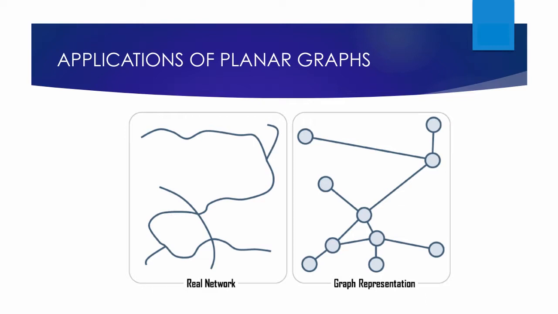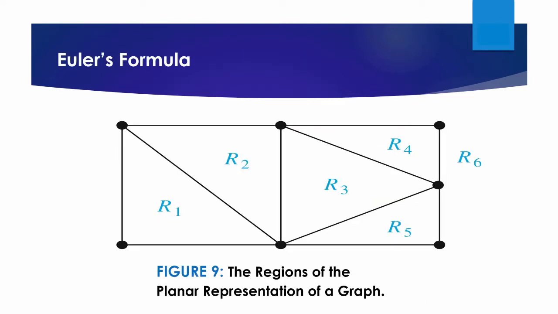A planar representation of a graph splits the plane into regions, including an unbounded region. For instance, the planar representation of the graph shown in figure 9 splits the plane into 6 regions. These are labeled in the figure. Euler showed that all planar representations of a graph split the plane into the same number of regions.